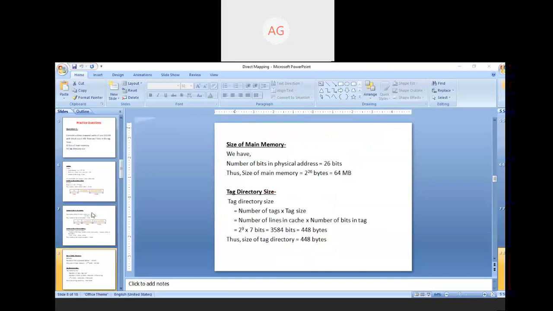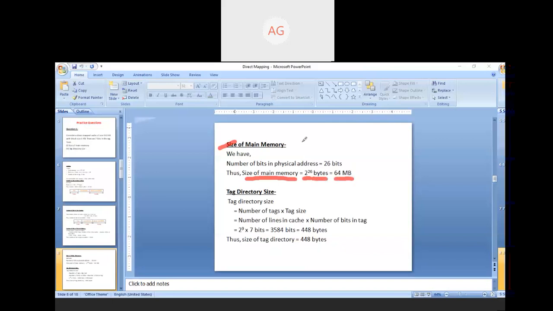So our objective is to find the size of the main memory. The size of the main memory is 2 to the power number of bits in the physical address. So 2 to the power 26. But this is in bytes, so we need to convert it into a higher memory unit. So it is 64 MB.